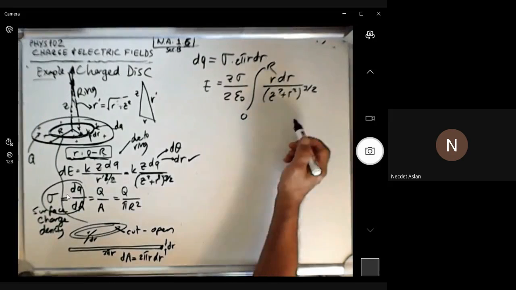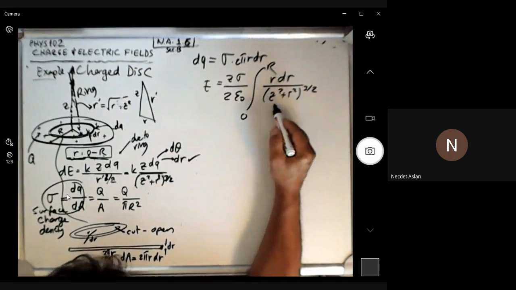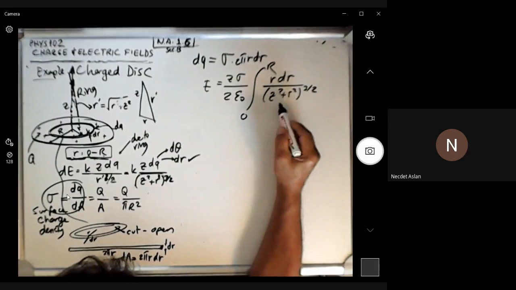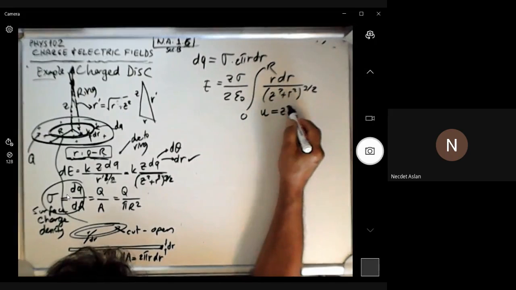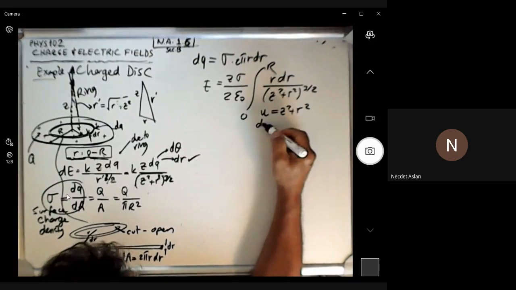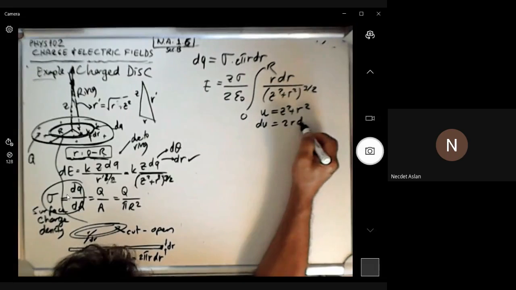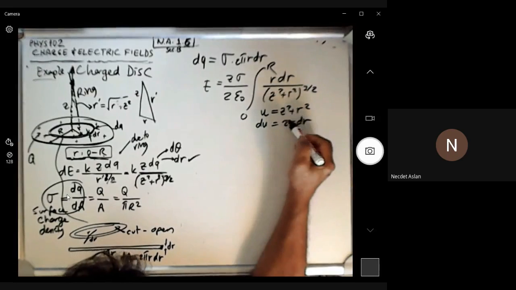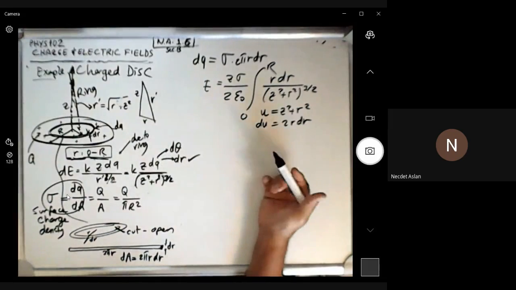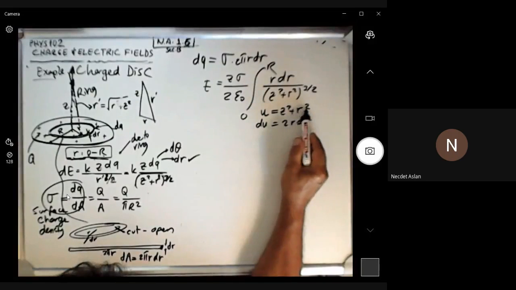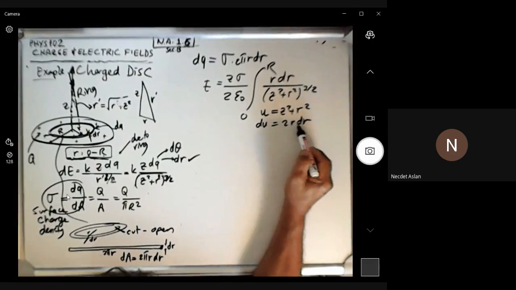Okay, anyway, so how can we integrate this? Very simple, because now since we can use the change of variable, we say that u equals z square plus r square, and du will be equal to just 2r dr in this case, okay? And z will not have any contribution because z is constant. As you see, it's the distance at which the electric field is measured. That's why it's constant, and the derivative of r square is just 2r times dr.